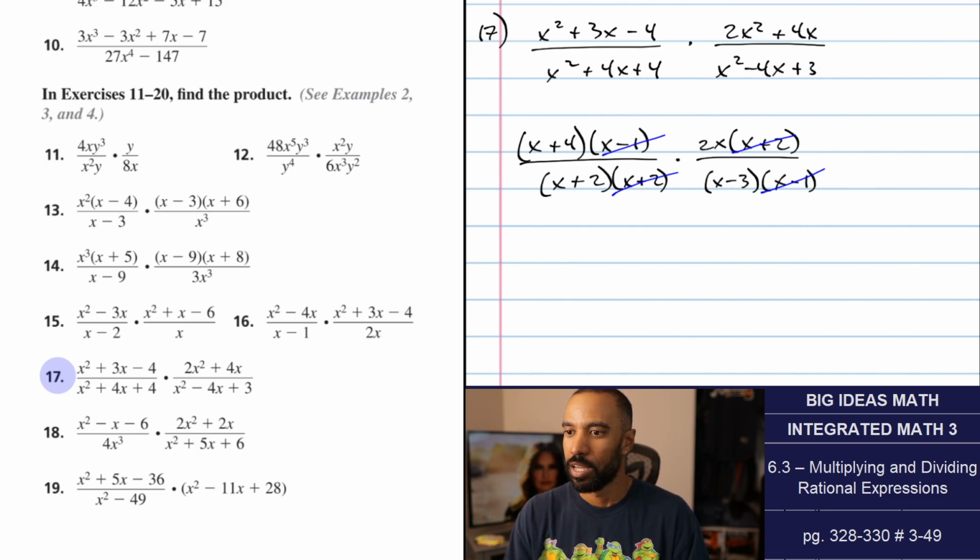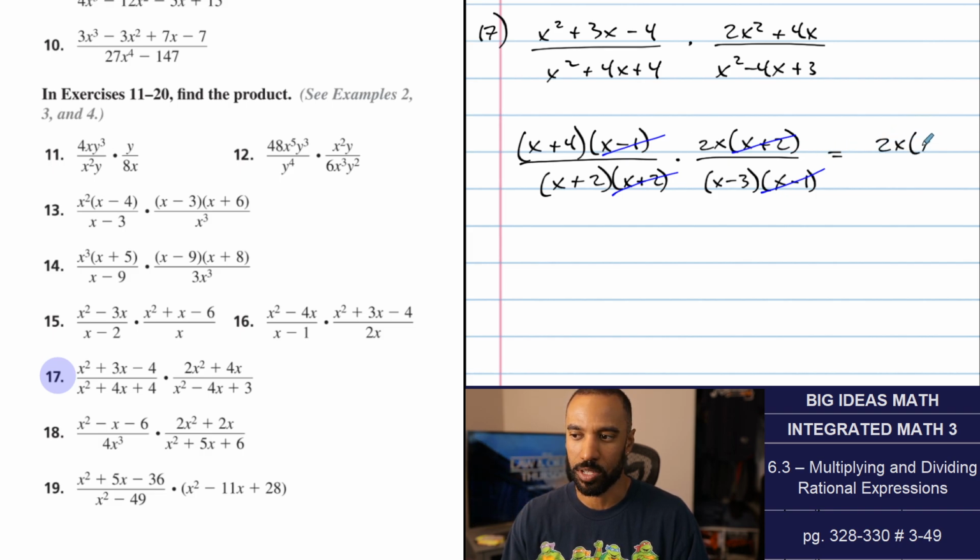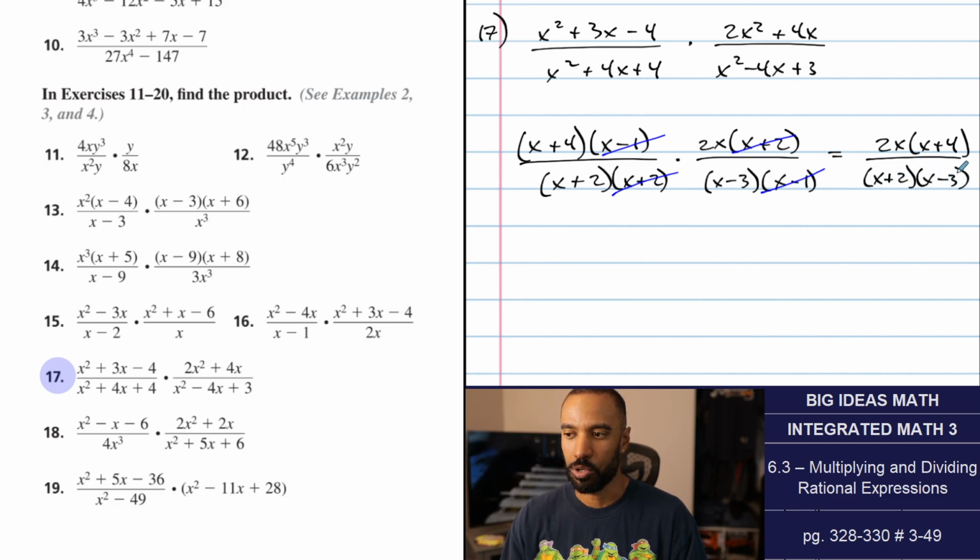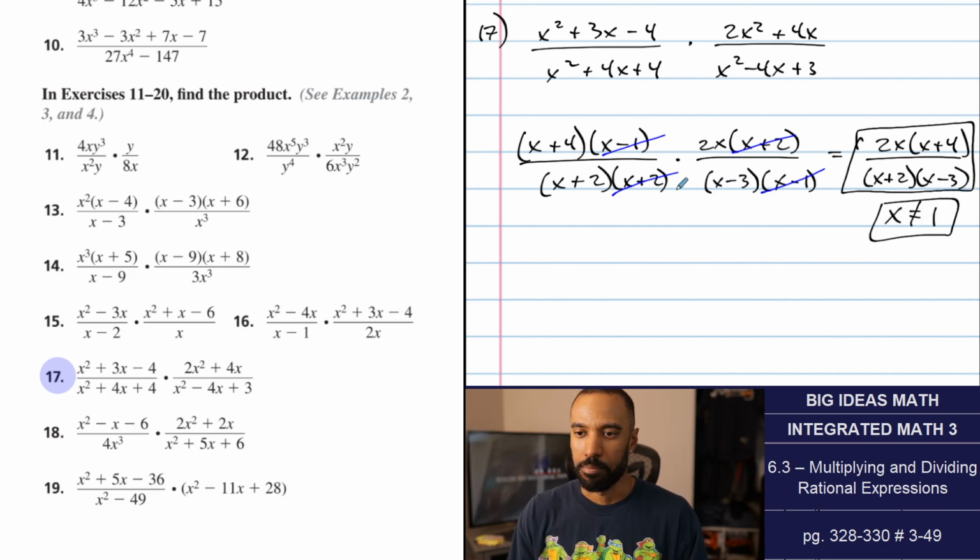So not the most rewarding thing, but it still works. So we have, now I want to front this with 2x. I don't want to write x plus 4 times 2x. I'd rather write 2x times x plus 4 over x plus 2 times x minus 3. x can't equal negative 2 or 3, but that's not what we're talking about. Because it's still here, we don't have to mention x can't equal negative 2. x can't equal 1 is the one that we've got to mention. Okay, number 18.